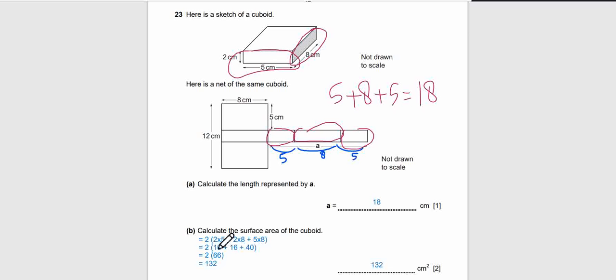Now we total up: 2 times 5 is 10, 2 times 8 is 16, 8 times 5 is 40. So we added up 10 plus 16 plus 40 is 66, times 2 is 132. That's how we got the total surface area. If you have any question regarding this, you may write it down in the comment section. We'll explain to you further what the surface area of a cuboid is.